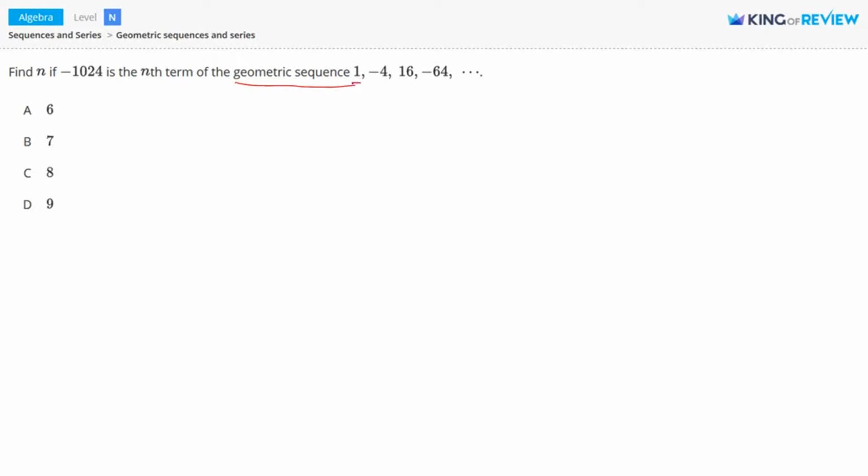So each of these numbers here is a different term. This first term is A1. This second term, which is negative 4, is the second term, so it's called A2. And this naming pattern continues. The third term is A3, and the fourth term is A4.